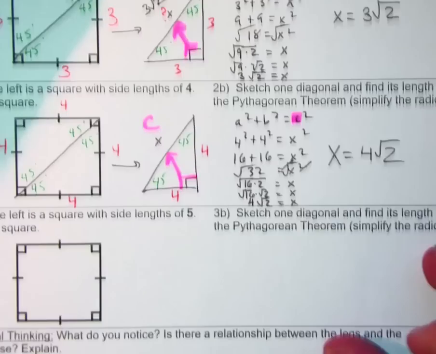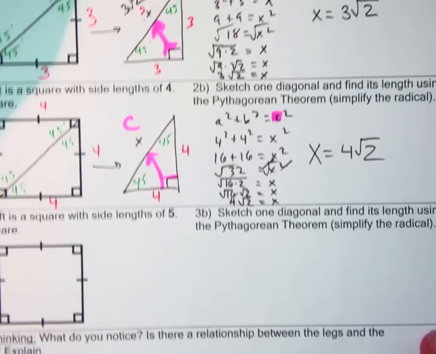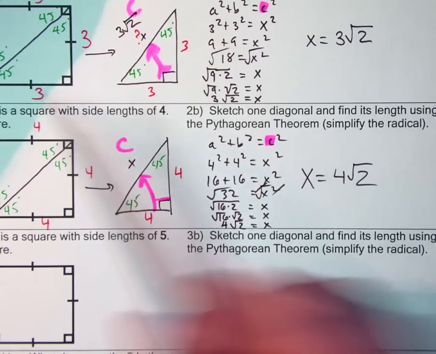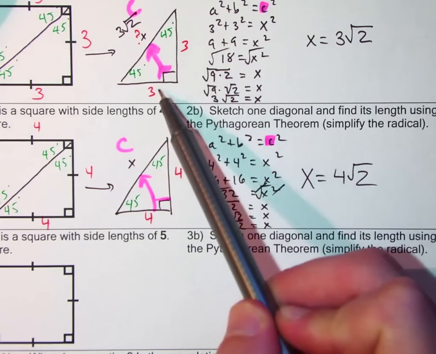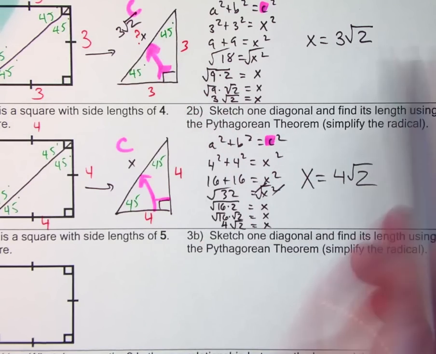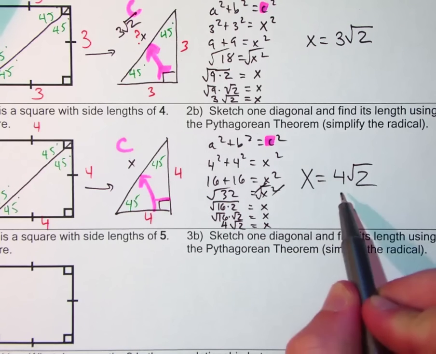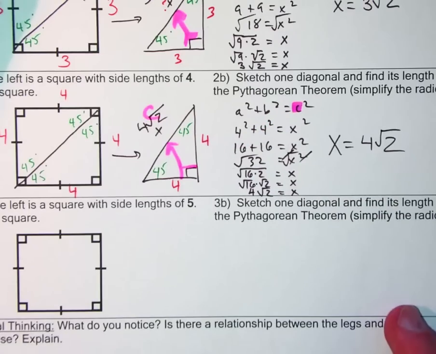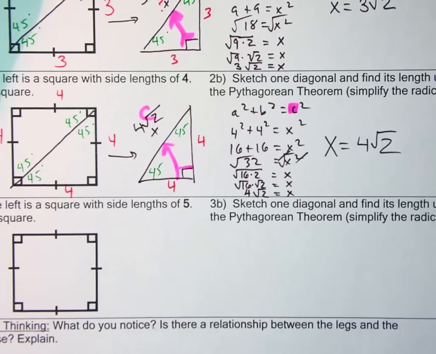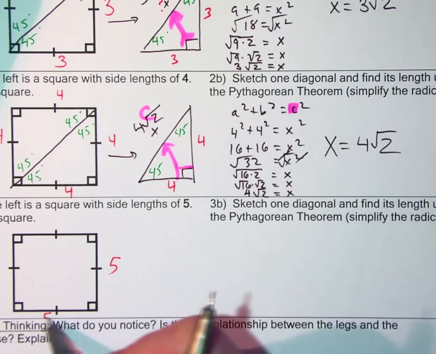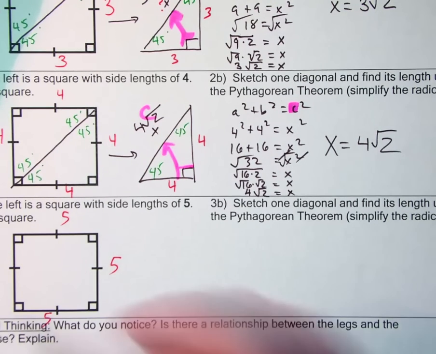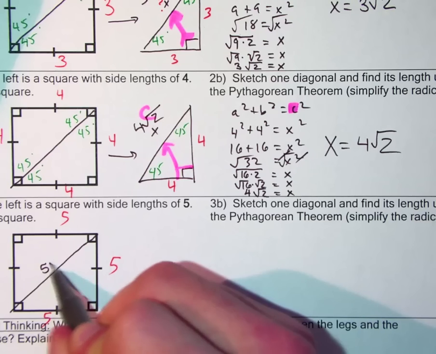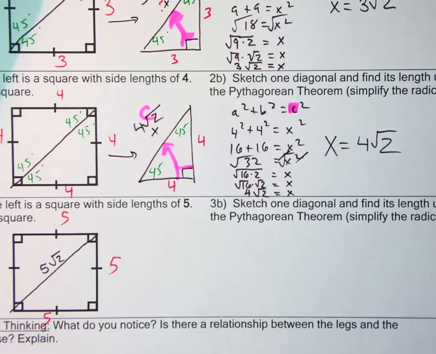So let's pause for a second. I can do this one down here in just a moment. But do we see a pattern? This came from a square, don't forget. And then it's 3, 3, 3 square root of 2. 4, 4, 4 square root of 2. So if we come down here and we do the exact same thing with 5, what do we think we might end up with? 5 all around. What would this be, do we think? And if you said 5 square root of 2, you're correct.